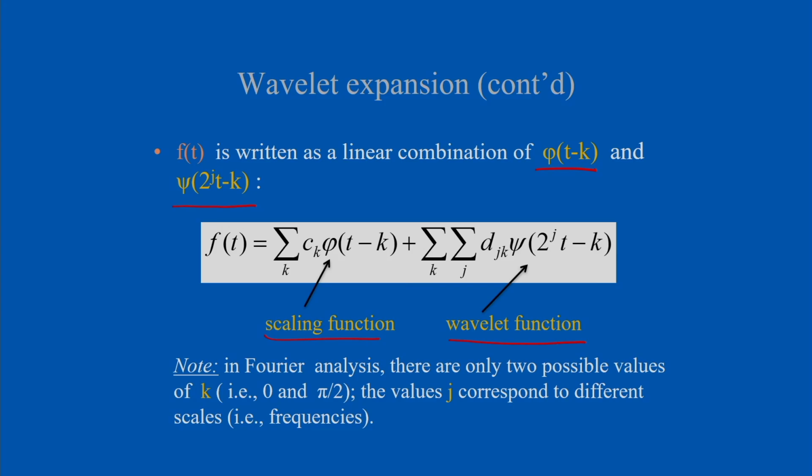In Fourier analysis, there are only two possible values of k. Either it may be 0 or pi by 2. The values of j correspond to different scales. The scale means frequencies. So you can see the difference between the wavelet expansion and the Fourier analysis.